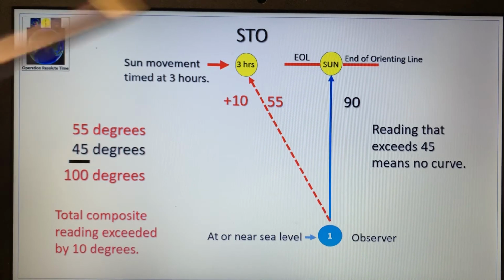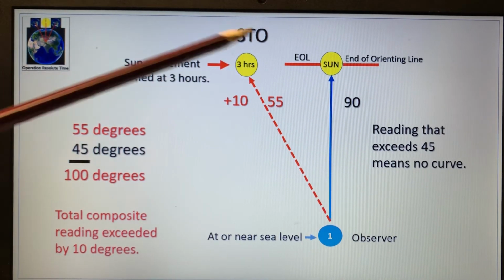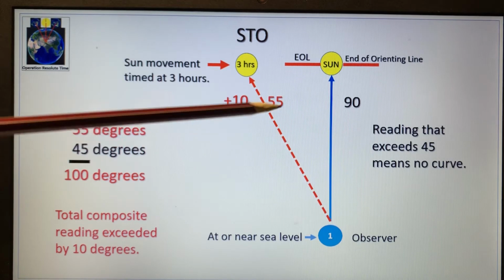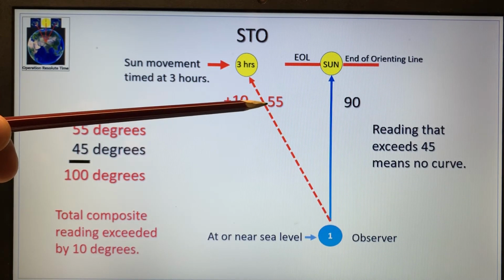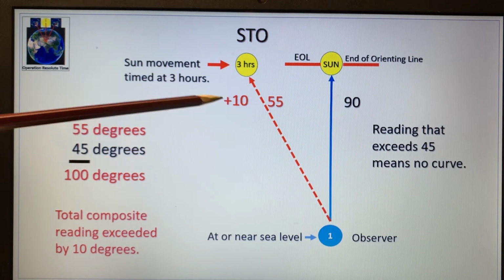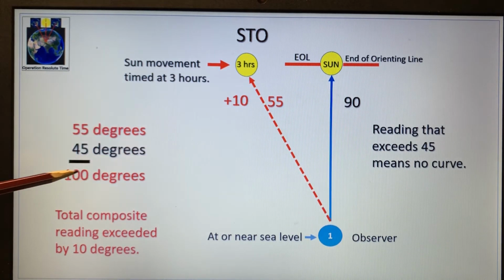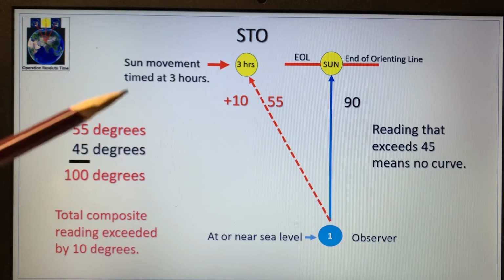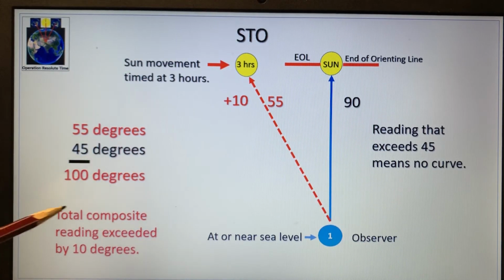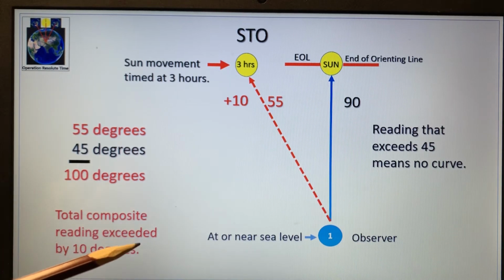And here's an example. If we exceed that 45 degree reading, if we go into the 50s, which we are right now, we get a reading of 55 degrees from the observer. That puts us over 10 degrees and puts us at 100 degrees total reading. It exceeds the 90 degree mark. Remember, the total composite reading cannot exceed 90 degrees. We only have 90 degrees to work with, especially on the globe model. And what happens when we exceed it?